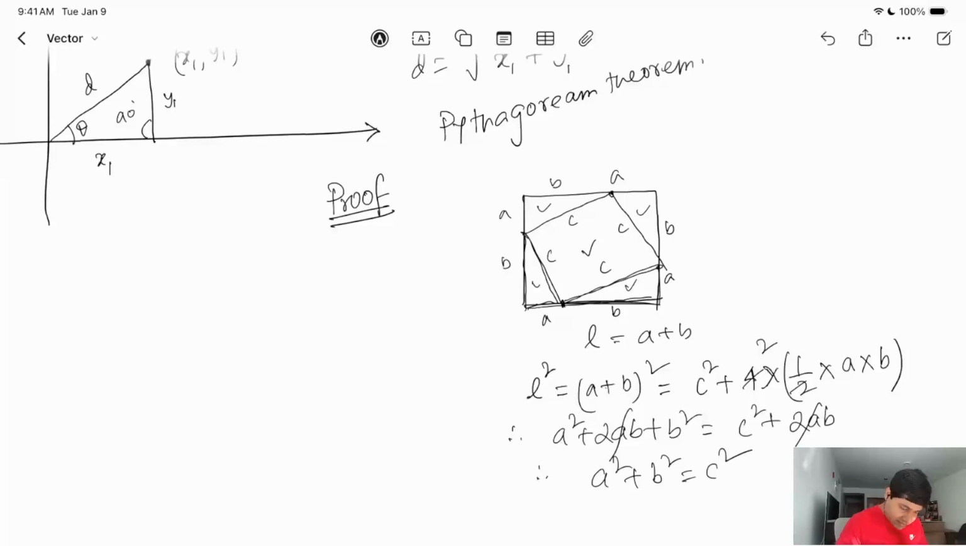So you can clearly see that this is B, this is A, and this is C. So in a right triangle, it proves that base squared plus height squared equals hypotenuse squared. Okay, that's great. Now let's jump to the vector.